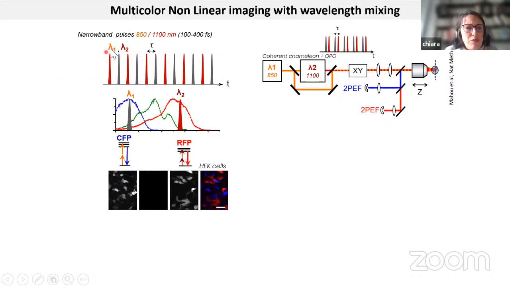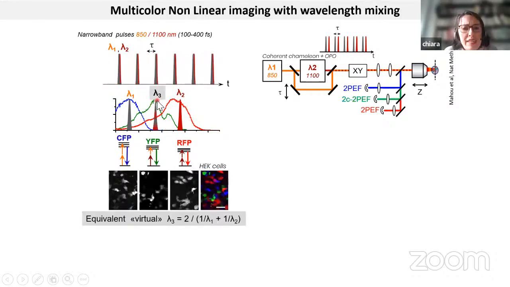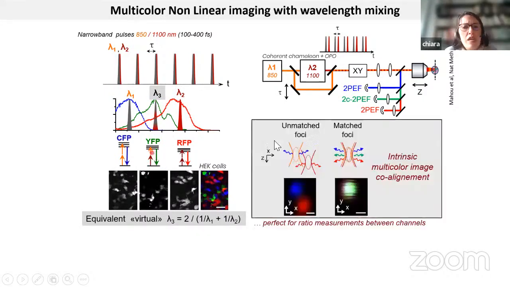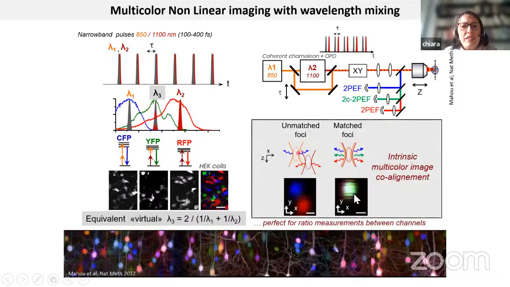The principle is that we have two laser beams, lambda 1 and lambda 2. Lambda 1 is exciting a blue fluorophore and lambda 2 a red fluorophore. And if we overlap them in time and space, we create a virtual wavelength that is exciting the green fluorophore in multiphoton, with one photon from one laser beam and one photon from the other laser beam. So this technique is intrinsically co-aligned because the two foci have to be overlapped.